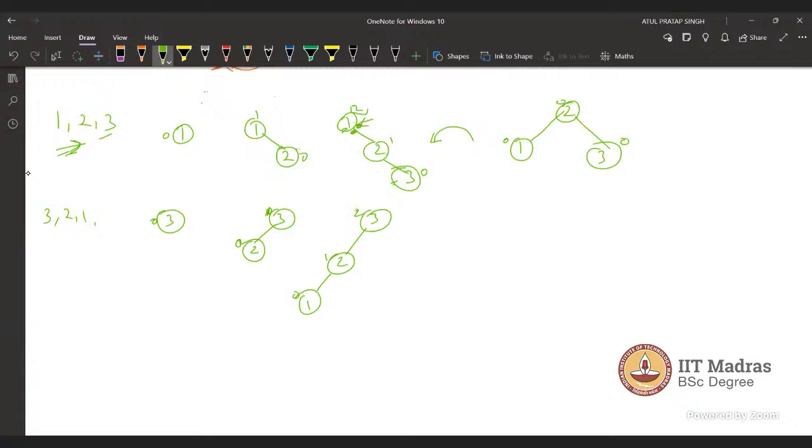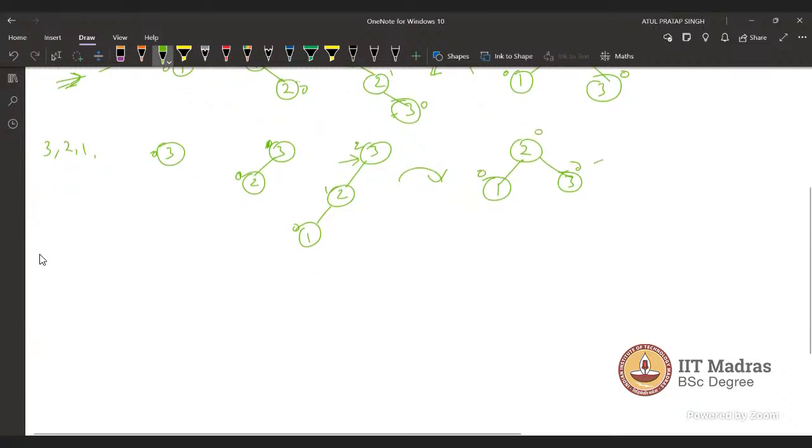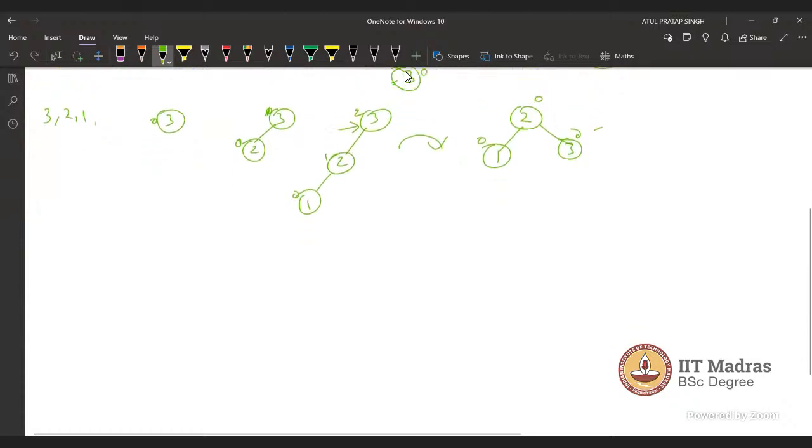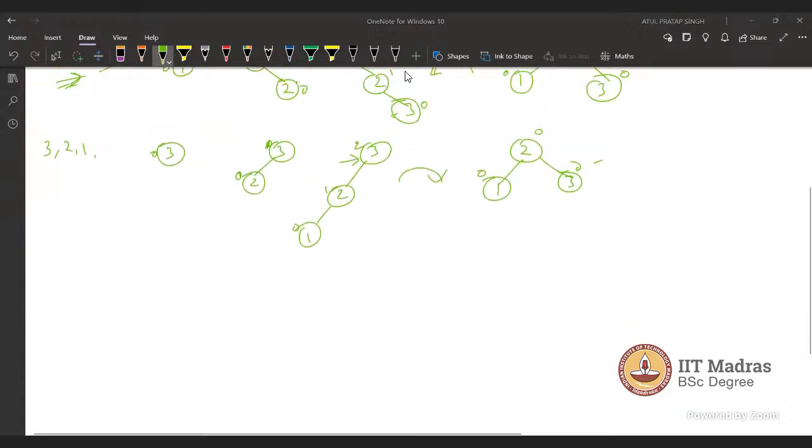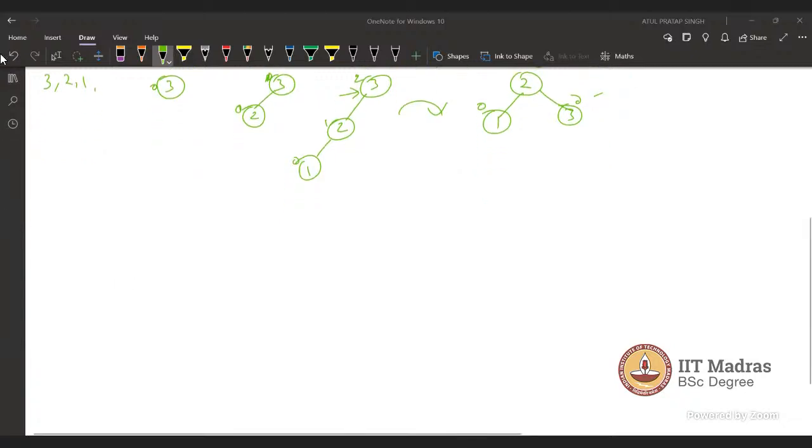So this has now created an unbalanced tree. We'll apply the clockwise rotation at this stage. So 2 comes at this position, with 3 and 1. After applying this rotation, it becomes balanced: 0, 0, 0. So this is the second type of situation. I'm coming to every type of situation.